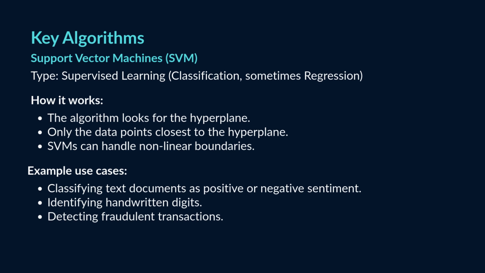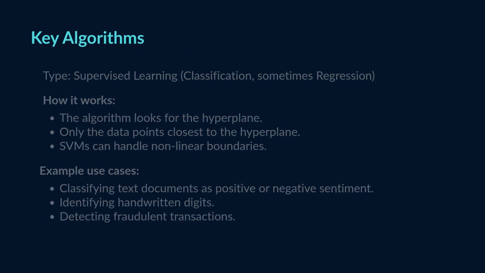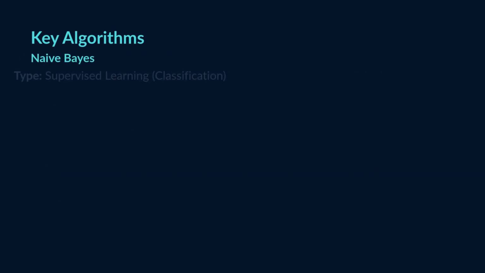SVMs are effective in high dimensional spaces and work well when the number of features exceeds the number of samples. However, they can be computationally intensive for large data sets. The next one is Naive Bayes. Type is supervised learning, classification.